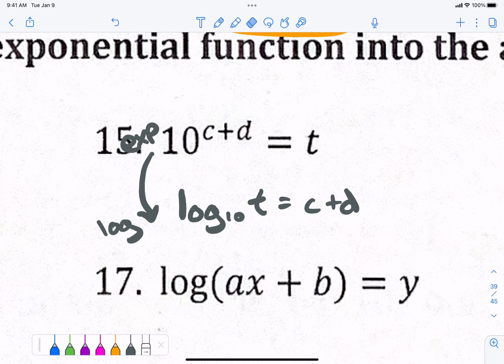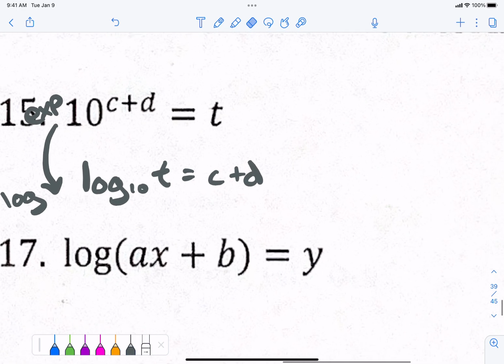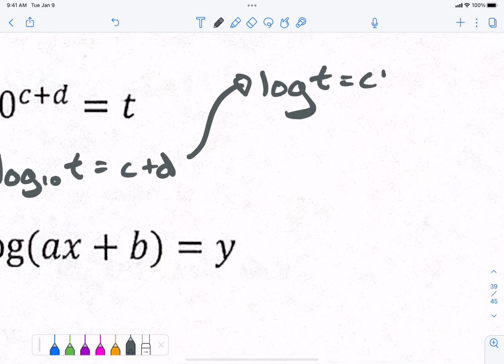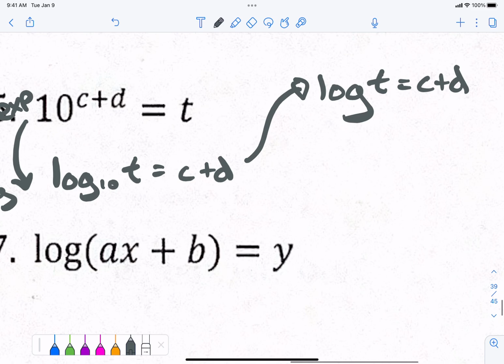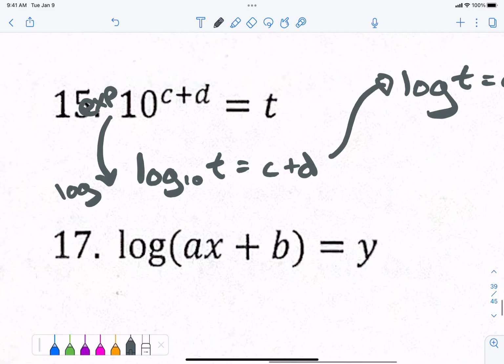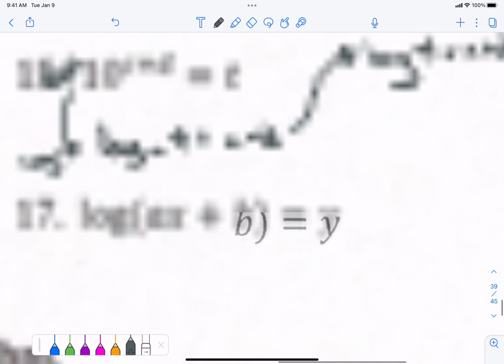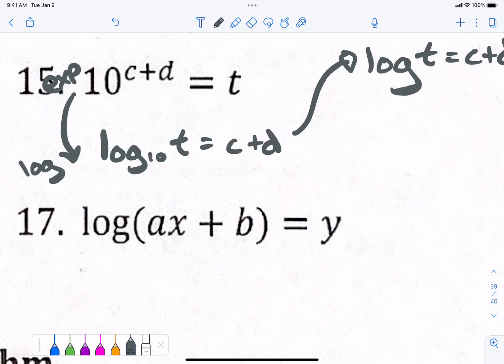A equals C plus D. Now, you don't have to rewrite it. I will accept that as an answer. But if you want to, you don't have to put the 10, because anytime there is no number there, we assume that it is 10, right? So if you want to just put log T equals C plus D, I'm fine with that, because that's technically what log base 10 is. Please don't leave it as log base E and switch it to ln. But if you want to just leave the 10 there, that's fine.